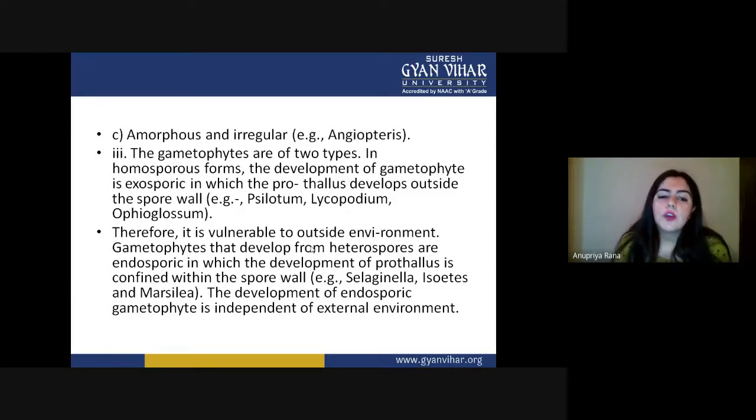The development of an endosporic gametophyte is independent of the external environment. So they depend on the plant condition, whatever they want. It's their life. We just have to remember the names: if they go to the outer side, we remember it as exosporic. If they develop inside the spore wall, we remember it as endosporic.